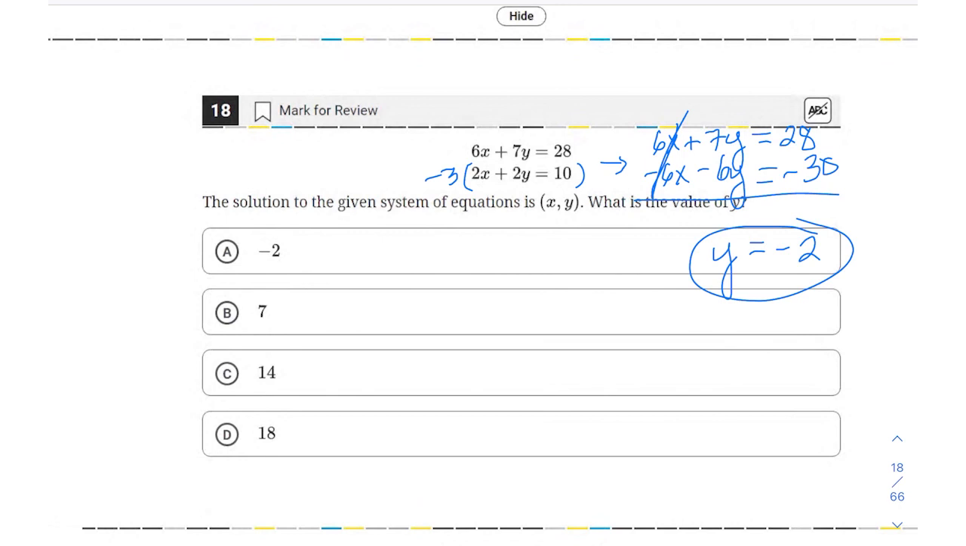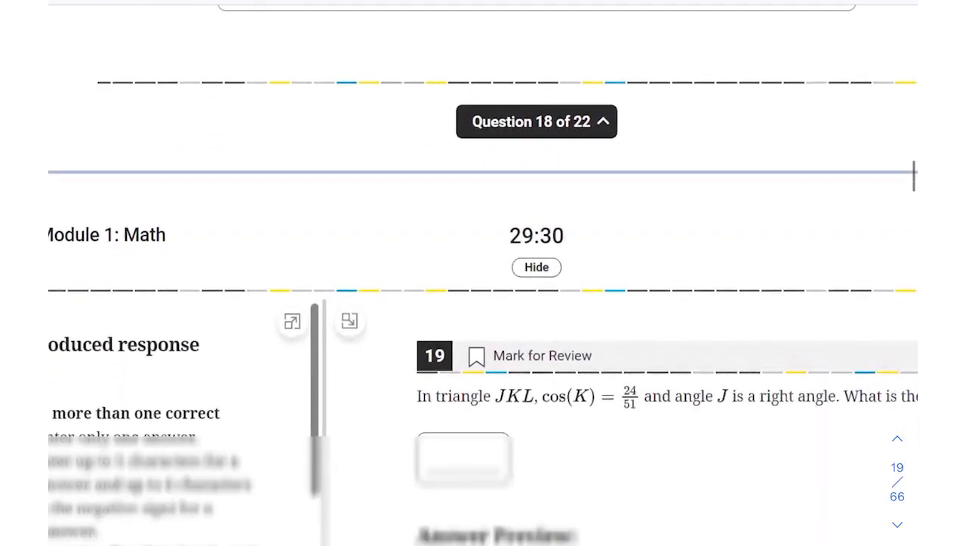A lot of people always solve for x because they're just so used to it. But keep in mind what they're asking. Here they want the value of y. So we want to go ahead and cancel out the x to start. And we get our answer as y equals negative 2.